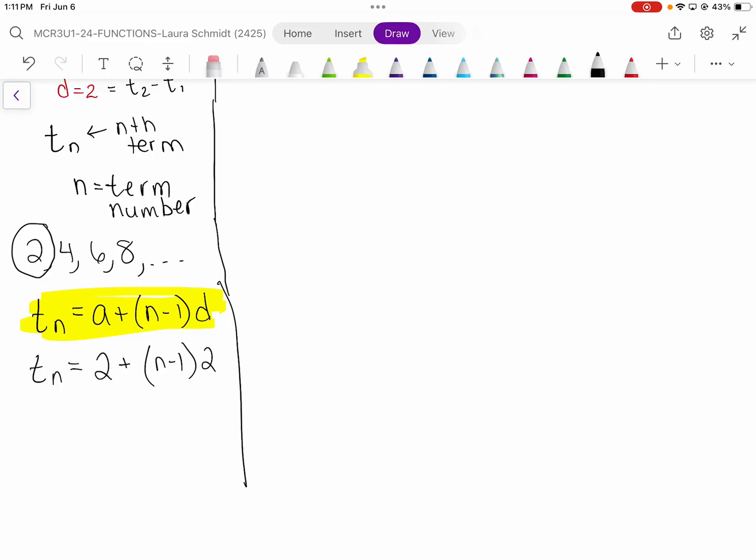And then that's it, you're done, but let's expand these brackets and collect like terms just to make our formula look better. So Tn equals 2 plus, I'm going to multiply everything in the bracket by 2. So I'd get 2n minus 2. And then I'm going to collect my like terms.